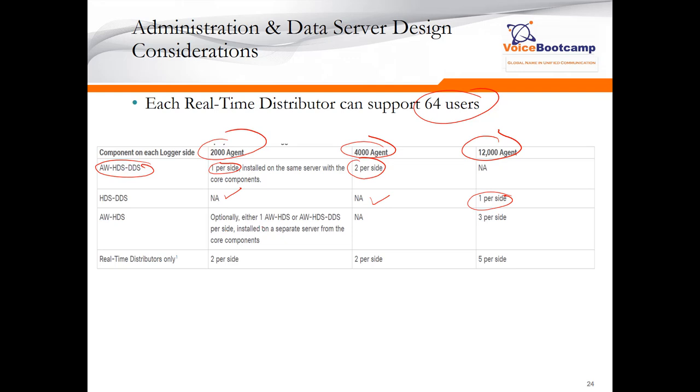AW-HDS optionally either for AW-HDS or AW-HDS-DDS. So here you can see that AW-HDS-DDS is not applicable for 2,000 or 4,000, because in 2000 or 4000, you can actually play this role, because their deployment size is small. So therefore, that option will not be available for 12,000 agents. AW-HDS, on the other hand, you must have at least one on either side, three for 12,000. Real-time distributor, two per site for all the designs.